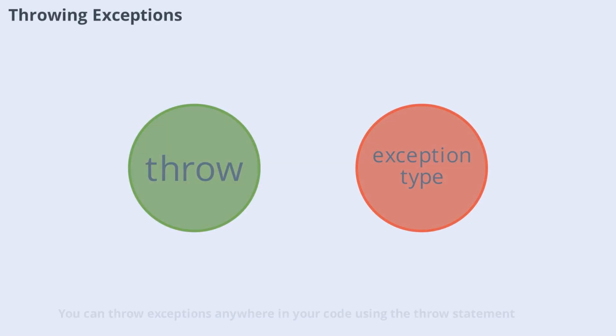You can throw exceptions anywhere in your code using the throw statement. The type of the thrown value determines which catch block will handle it. For example, if you throw a string when a division by zero occurs, only a catch block designed to handle strings will catch it. This mechanism helps you handle different error types appropriately.